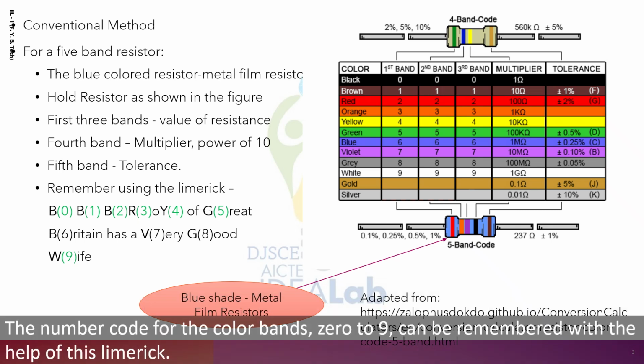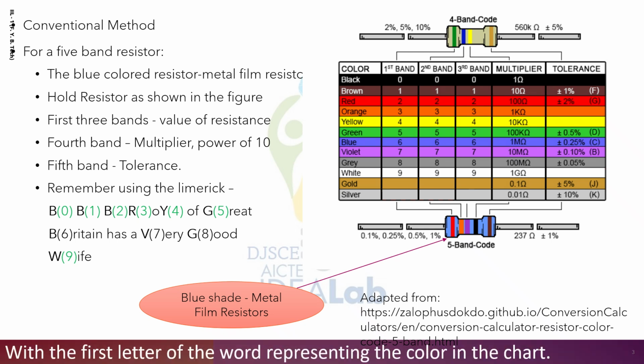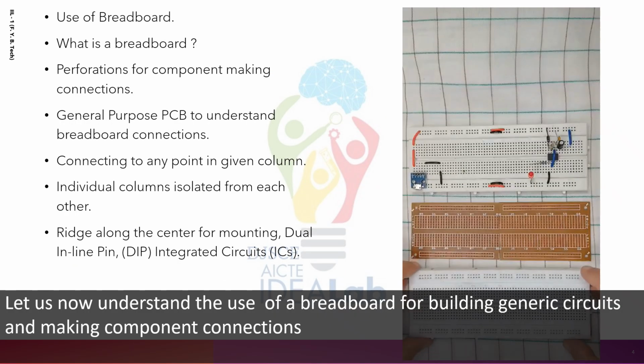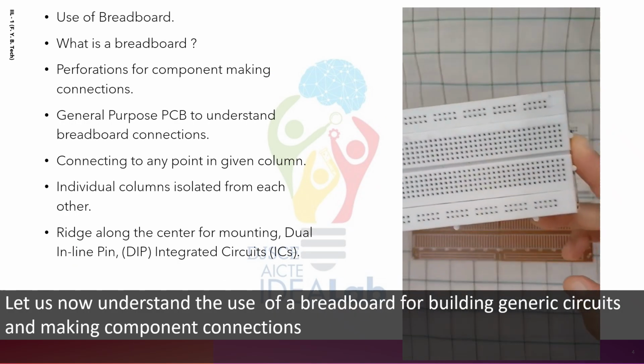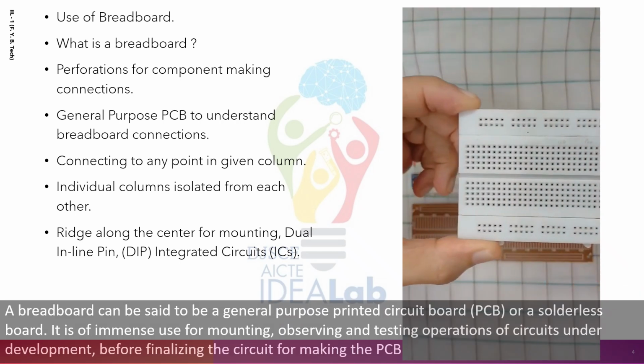The number code for the color bands 0 to 9 can be remembered with the help of this limerick. B.B. Roy of Great Britain has a very good wife. With the highlighted letters representing the color as shown in the figure, let us now understand the use of a breadboard for building generic circuits and making component connections.